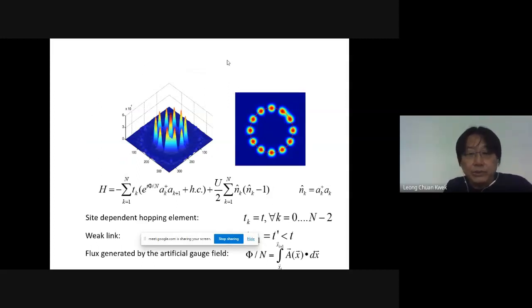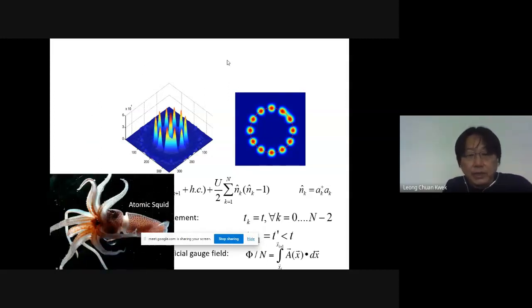I'll skip those details. And by engineering the potential so that some of this potential are of higher level than others. So this is actually experimental potential that we have created. But to trap the atoms and allow it to flow is another thing.